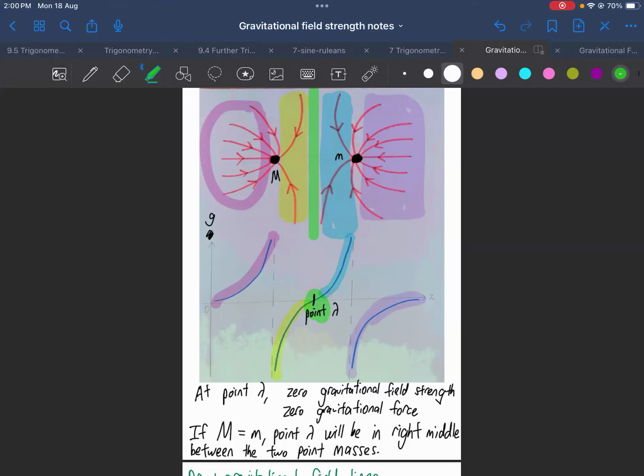Like if there is an object here, let's say the star here, it will not actually feel any net gravitational force, because the gravitational force due to the capital M and the small letter m basically cancel out each other.